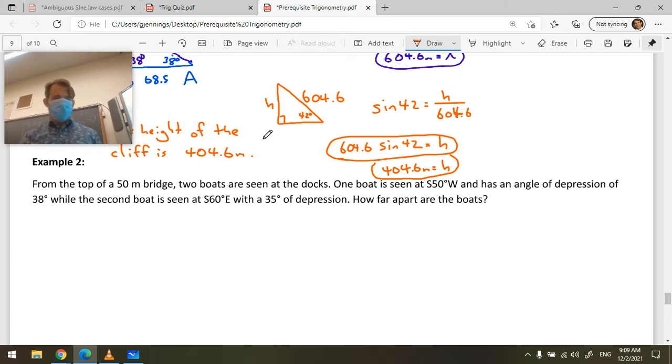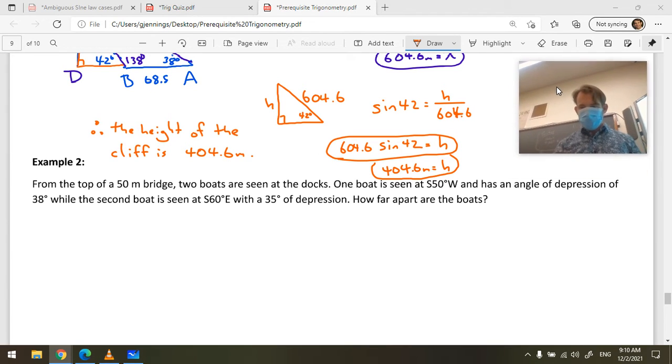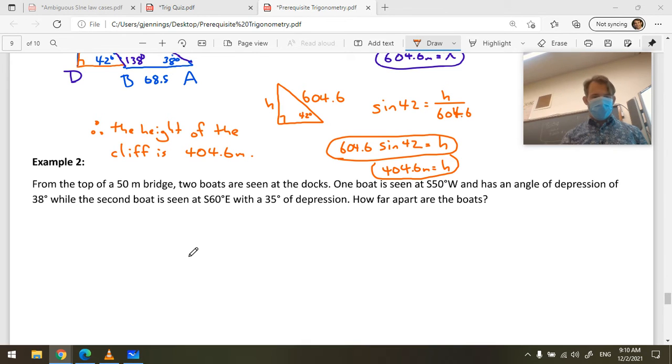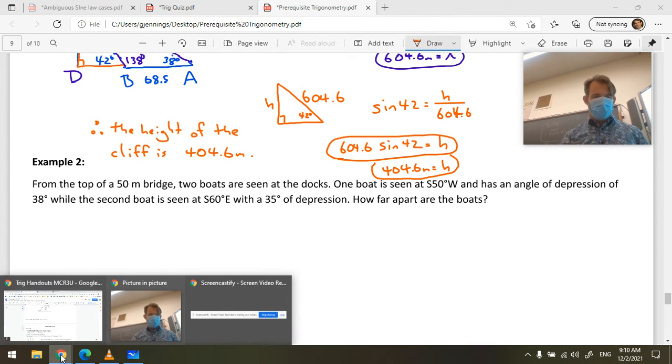Now we have a 50-meter tall bridge and 2 boats are at the docks. Oh, we better take a break. So let's go on break, and when we come back, we'll finish the lesson.